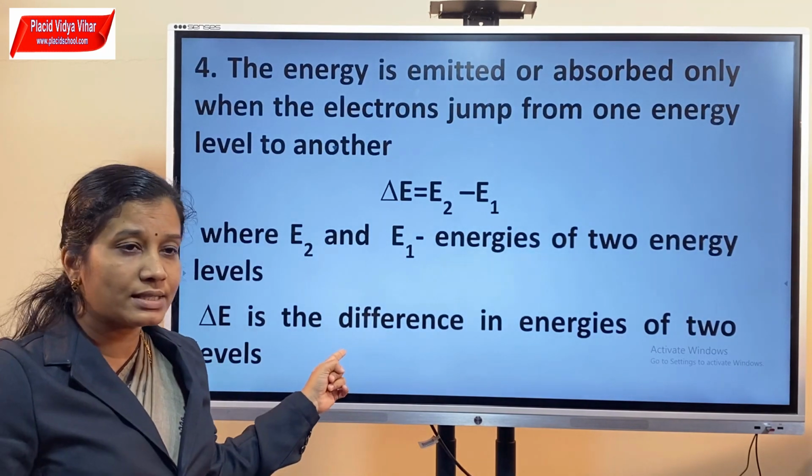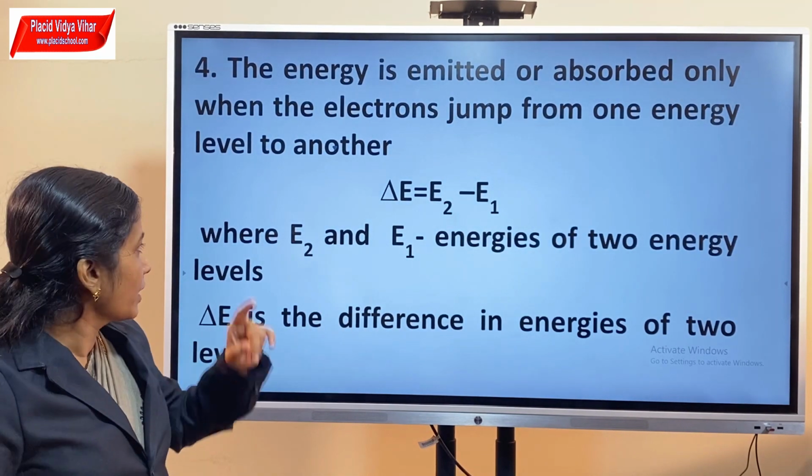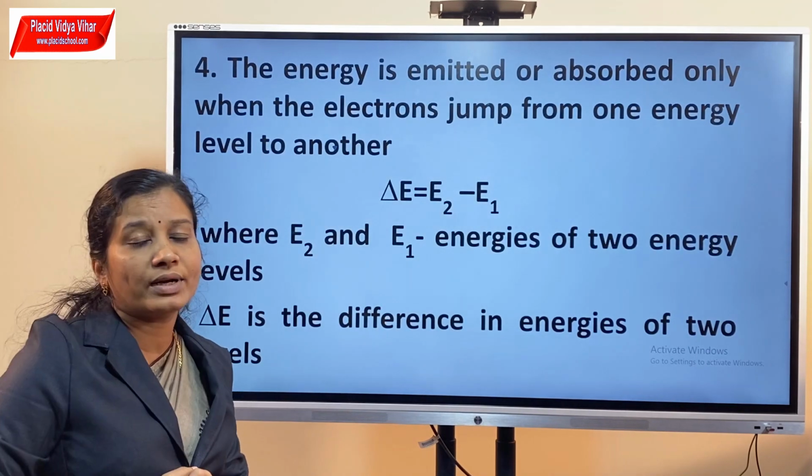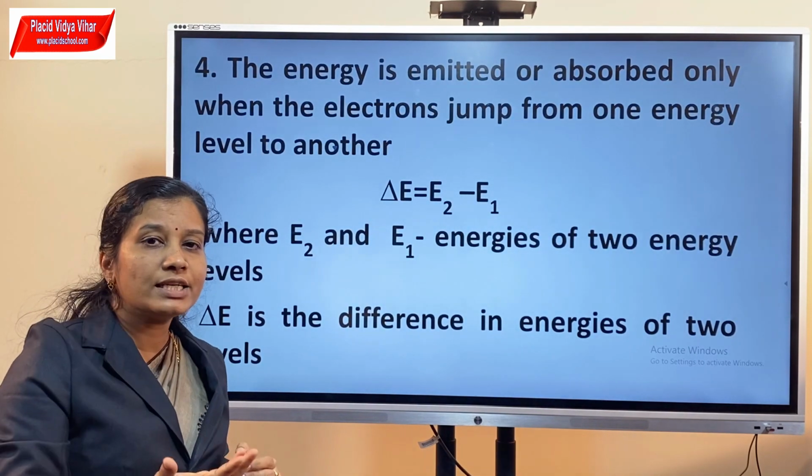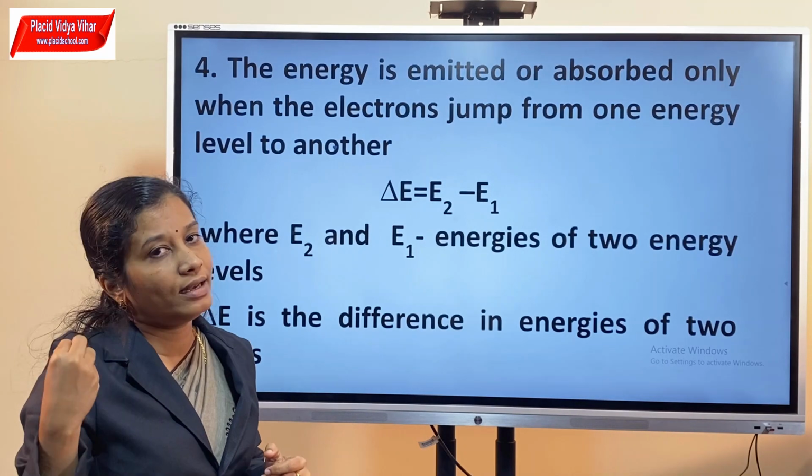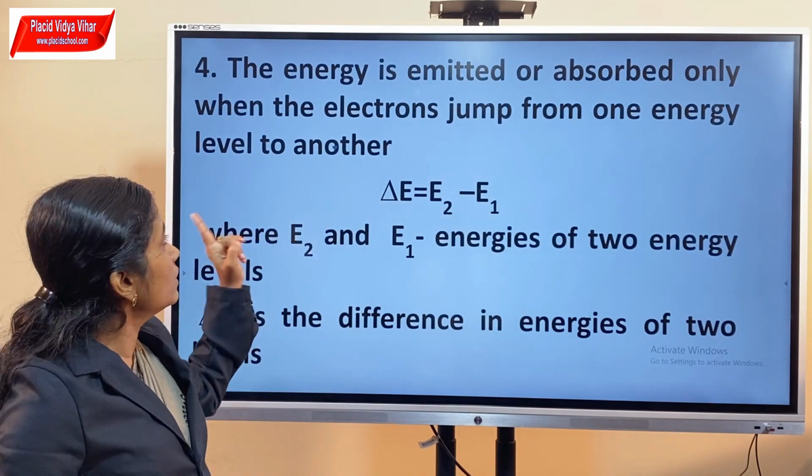And delta E is the difference in energies of the two levels. E1 and E2 represent the energies of two orbits or energy levels. So that is the fourth postulate.